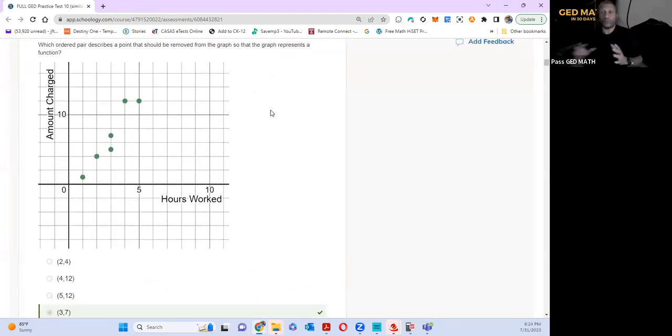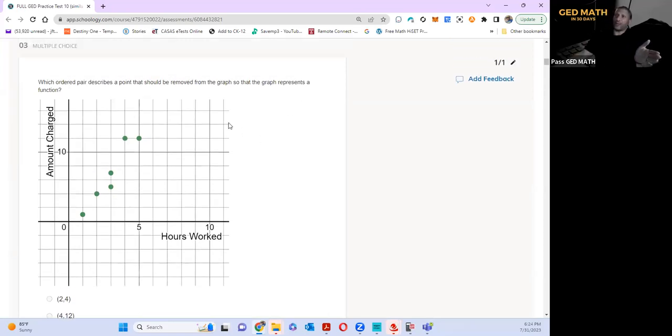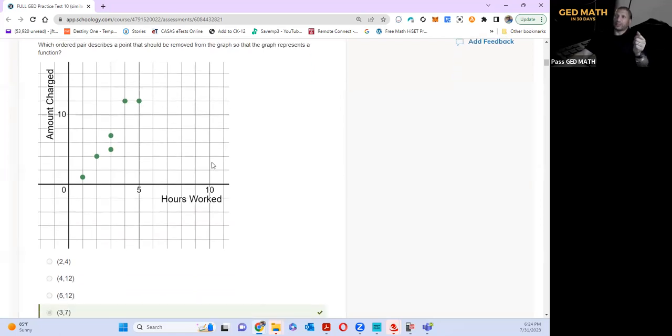The second type of problem for functions, and this is a common mistake that people make. What it says is, which ordered pair describes a point that should be removed from the graph so that the graph represents a function? So you look at this problem, and most people think, you know what, I should either take this point away or this point away, because then I have my line. No, that's not what you're doing.